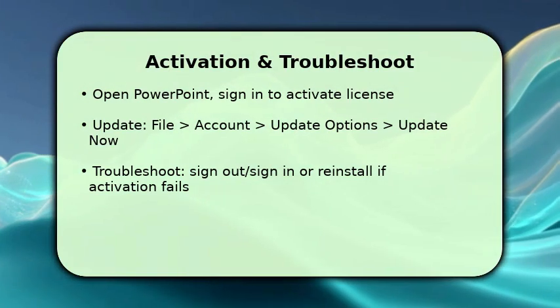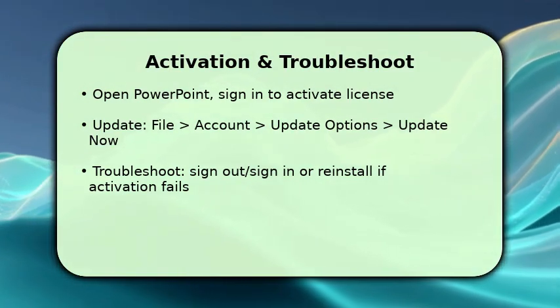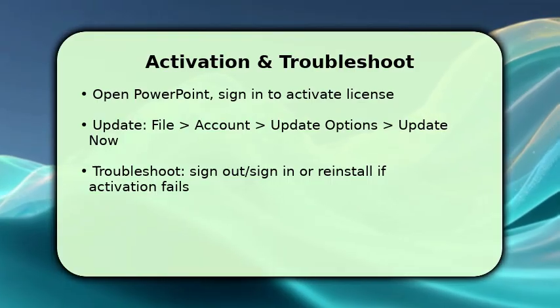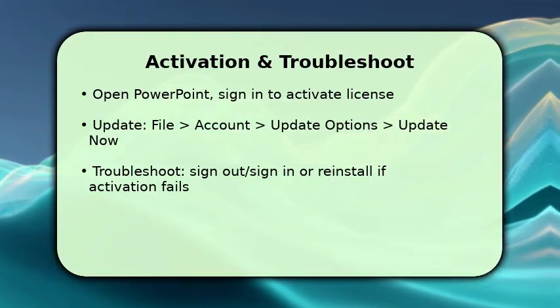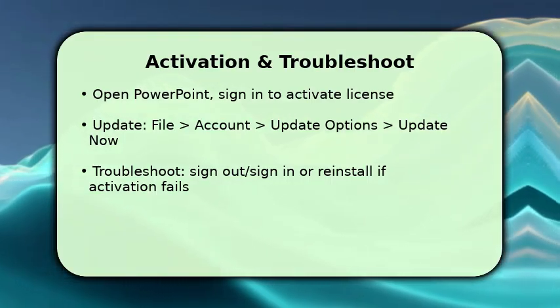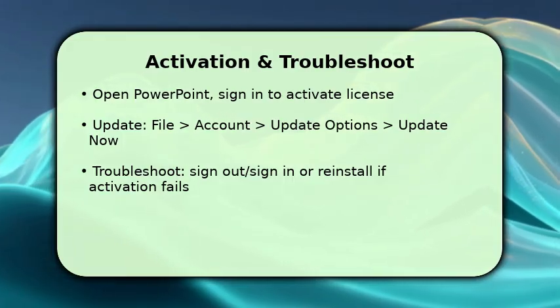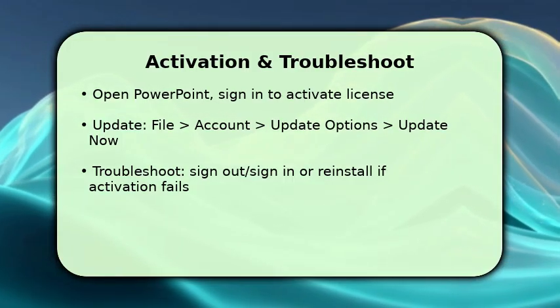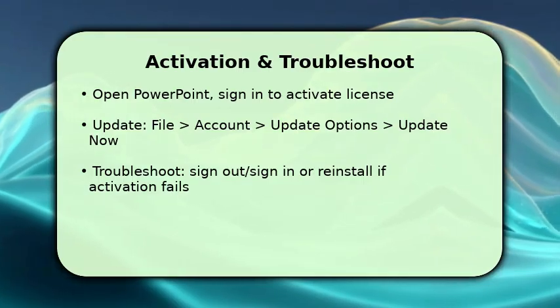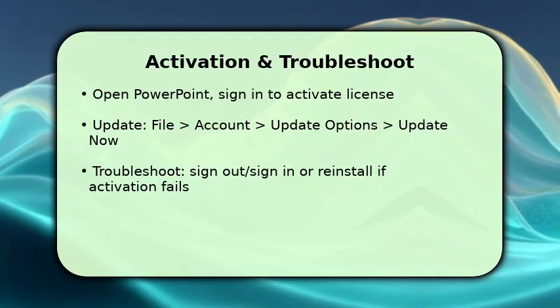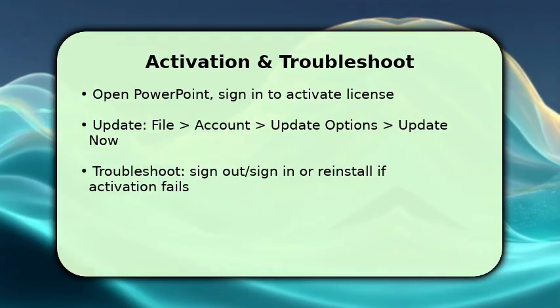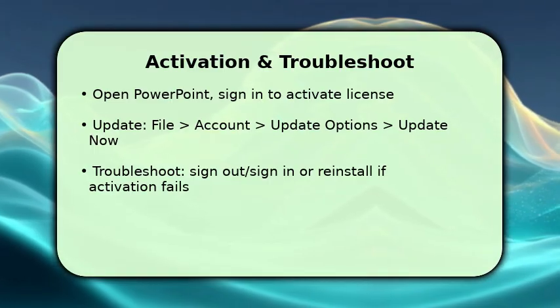Finish by activating and updating. Open PowerPoint and sign in with the licensed account. Activation usually runs automatically. Once active, go to File, Account, and click Update Options, then Update Now to get the latest fixes. If PowerPoint won't activate, first sign out and sign back in, then check date/time and internet. If that fails, run the Office repair tool or uninstall and reinstall.